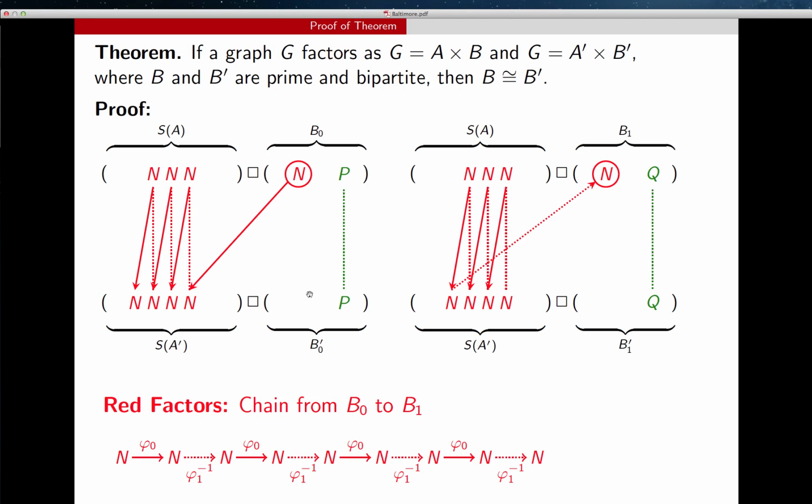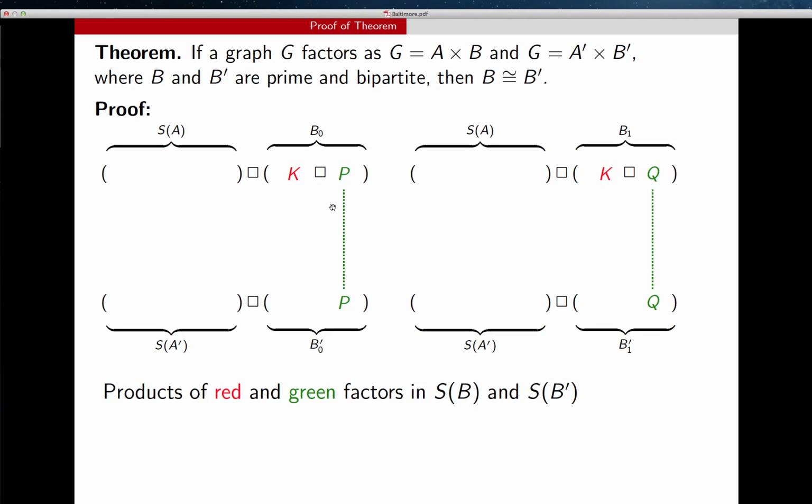And it would have a twin over here in B1 prime. Now let's take all the products of red factors. Let's say the product of red factors in B0 is called K. It's here, and you have a twin over there as a product of the identical factors that you had on the left. And the same thing for downstairs. The product of red factors here, let's call that L, and you have an identical graph L over here.